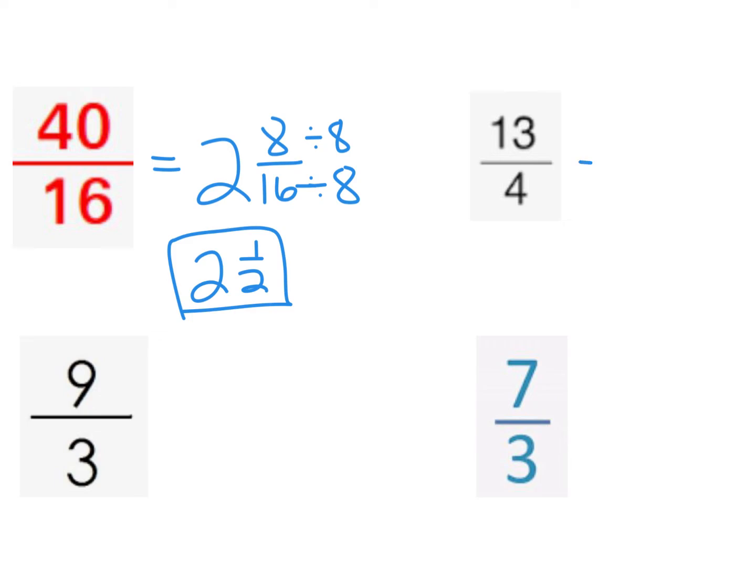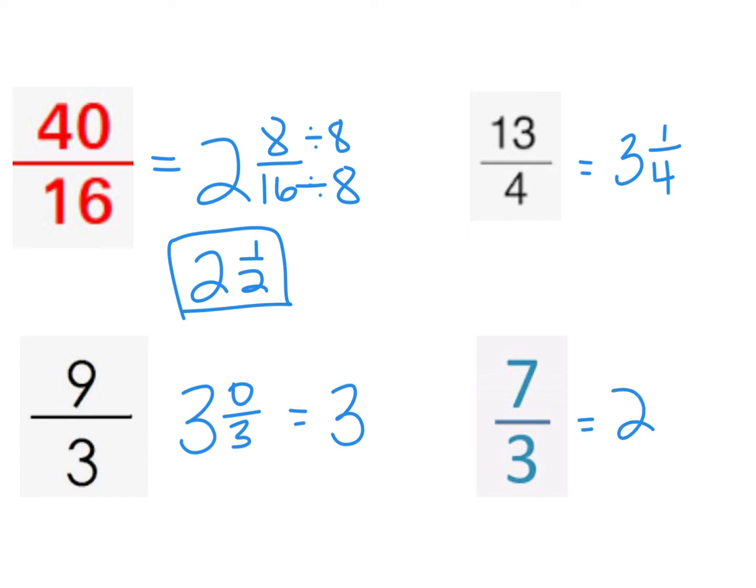13 fourths. 4 goes into 13 3 whole times. 4, 8, 12. So that means there's 1 left over to get me to 13. And we keep the denominator as 4. 9 thirds. 3 goes into 9 3 whole times, and there's nothing left over, right? But we wouldn't write it like this, so it would just be 3. 7 thirds. 3 goes into 7 2 times, which would be 6. Remainder 1. Keep the denominator the same.